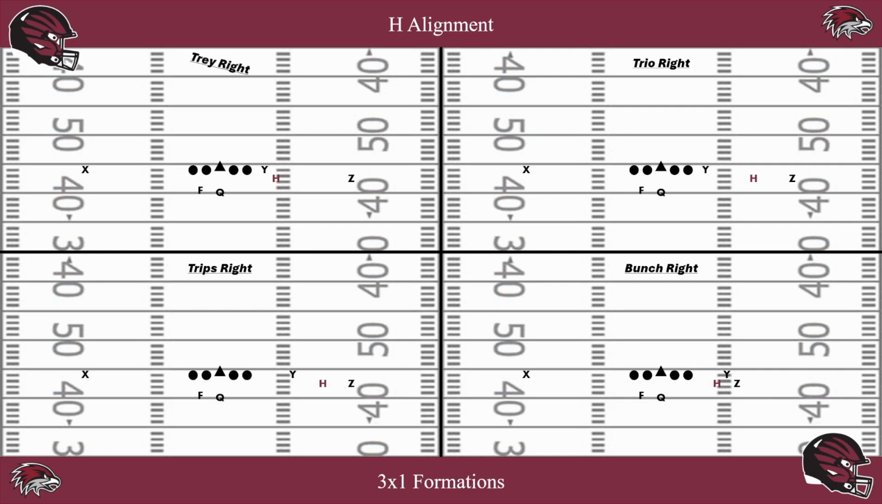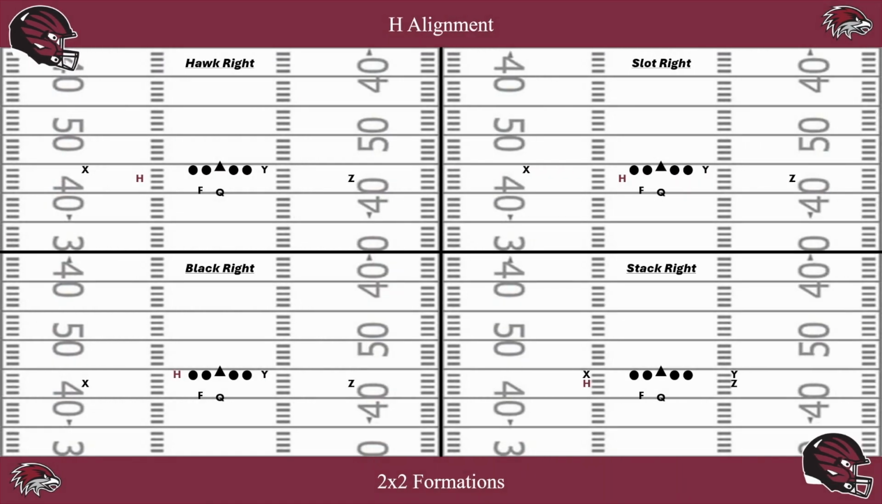In tray, the H aligns off the hip of the Y in a 2-point stance. In trio, the H aligns out in a 2-point wide receiver stance, which can be remembered because of the O in trio, standing for out. In trips, the H remains outside, splitting the difference between the Z and the Y. In bunch, the H aligns as the inside man in the bunch.